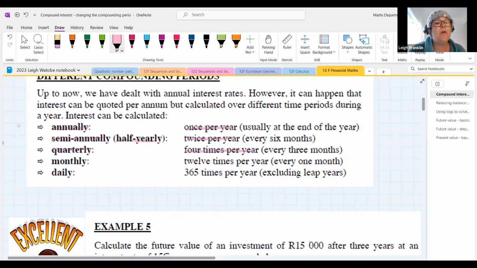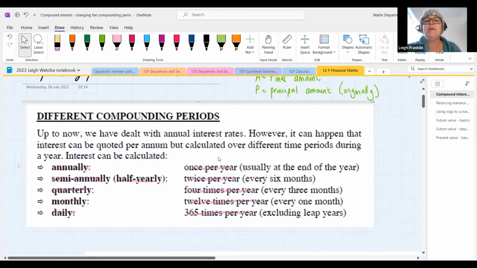Or it can be compounded monthly. That means 12 times a year, so every 1 month. And in some situations, it could even be compounded daily. So that is 365 times a year, obviously not including leap years where there is an extra day. So the compounding period can be changed so that it can be compounded more frequently than just once a year.